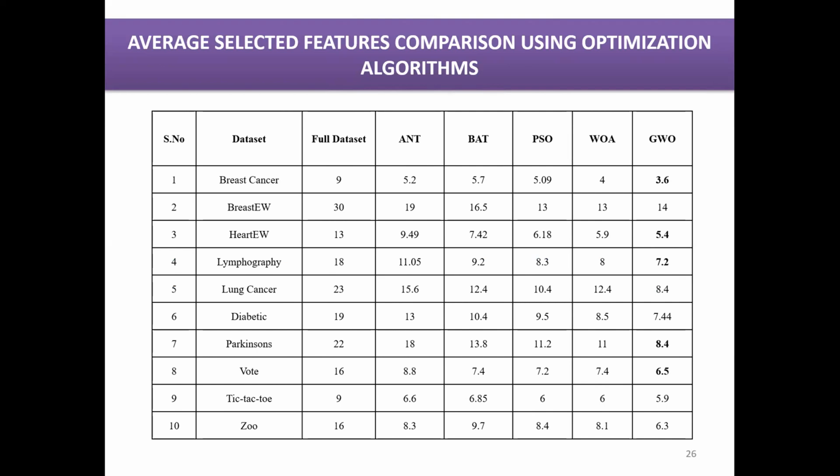By using the optimization, in most of the data sets the best results are given by gray wolf optimization. It selects a minimum number of features.